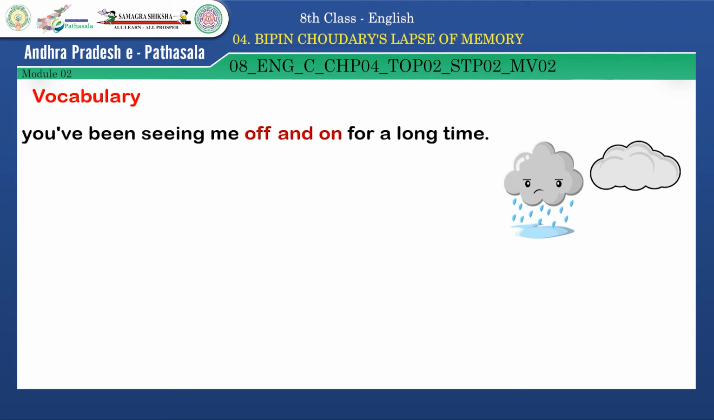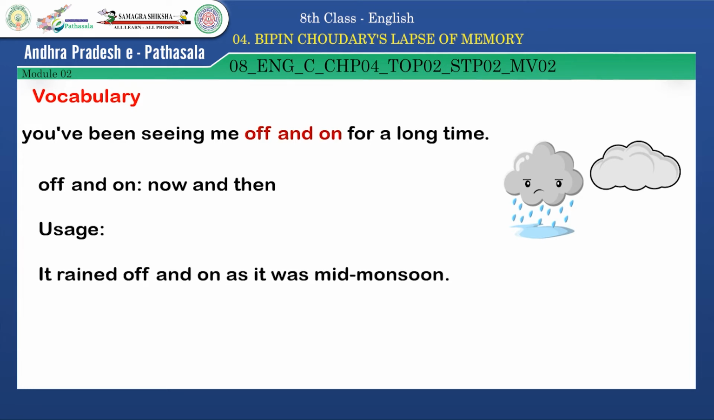Vocabulary. You have been seeing me off and on for a long time. This is what we have read just now. Bipin Babu said to Chunilal, off and on means now and then. What is the usage of it? It rained off and on as it was mid-monsoon.